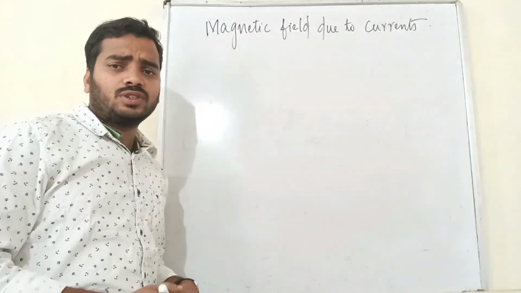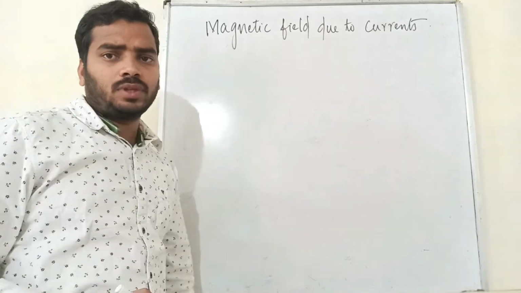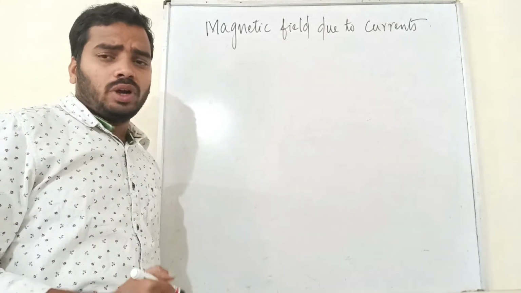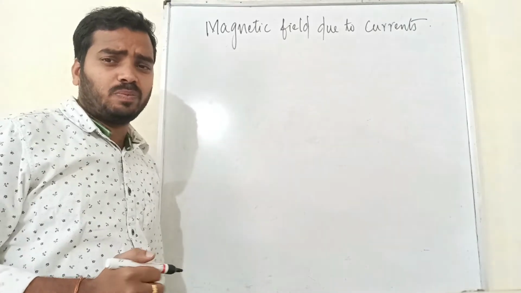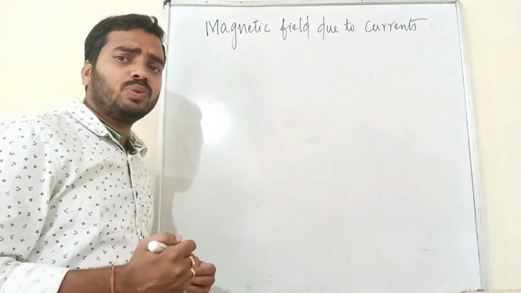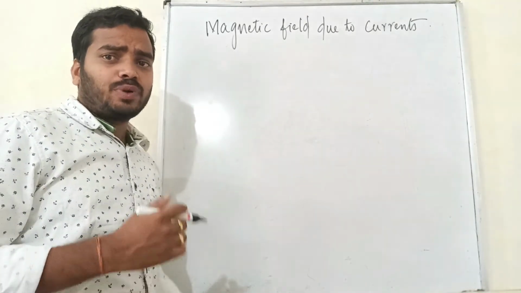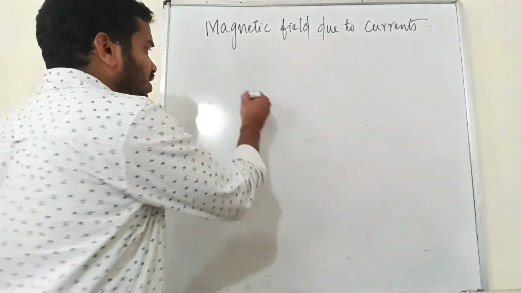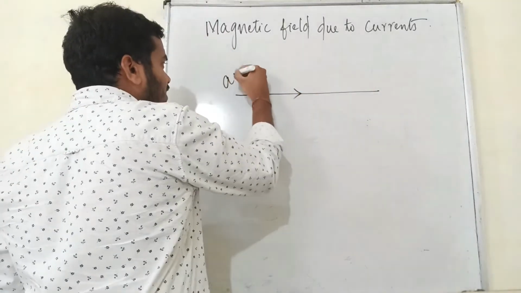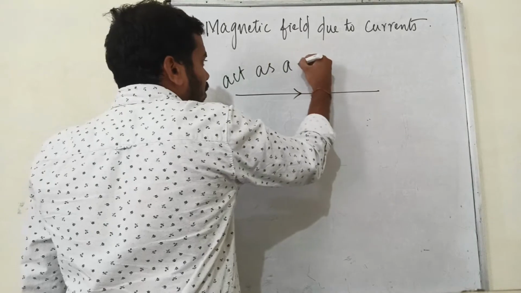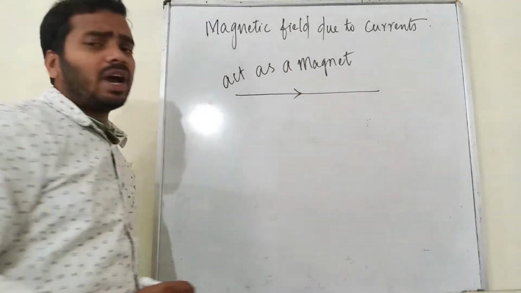Good morning friends. Today we are going to discuss magnetic field due to currents. As we all know, it was proved by Hans Christian Ørsted, the scientist who bridged a link between the electric current and magnetism. He proved that every current carrying conductor would act as a magnet. This was proved by his activity.